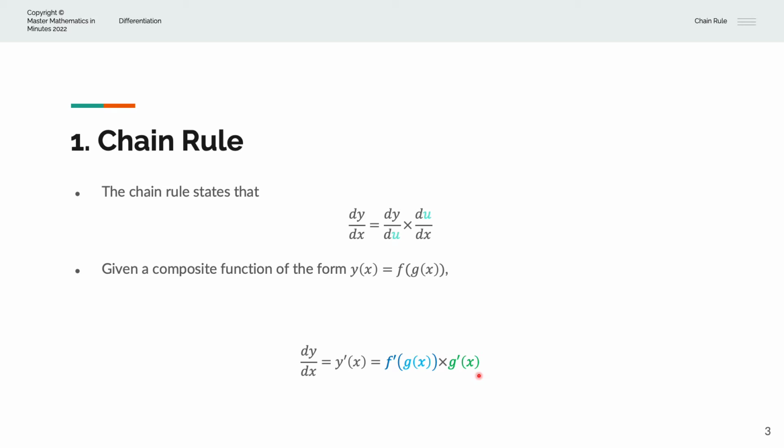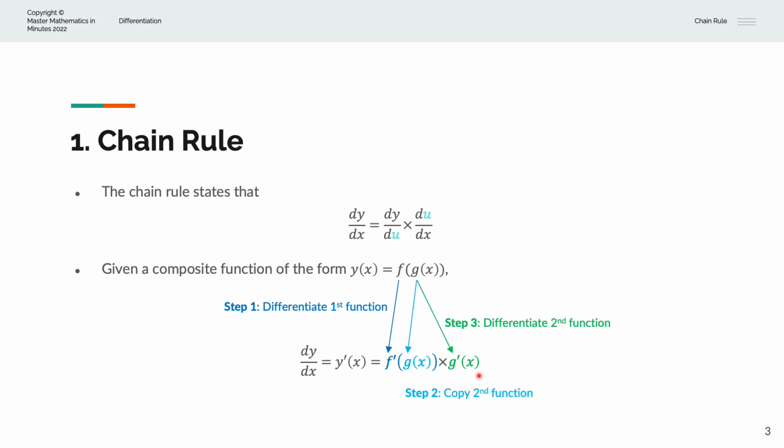So the first step is to differentiate the first function, and that gives us f prime. The second step is to copy the second function, g(x). And the third step is to differentiate the second function, and that gives us g prime of x. On the next slide, we'll have a look at how the first equation is related to the second.